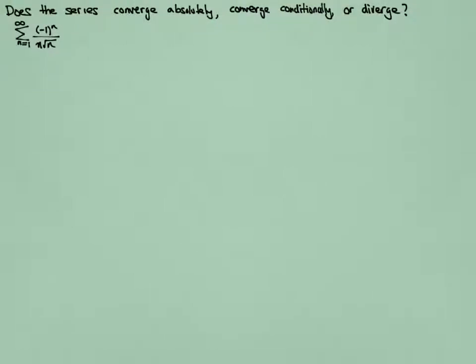In this video, we'll determine whether or not the alternating series, whose terms are of the form (-1)^n over n times the square root of n, converges absolutely, converges conditionally, or diverges. To do that, it's important to first realize that we're alternating the powers of n in the denominator.